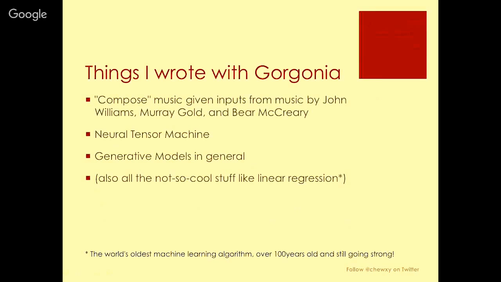So, things that you can do with Gorgonia. I did this thing where I took a bunch of music from a bunch of composers, I fed it into a neural network, and it automatically composed music inspired by these people. You can build a neural tensor machine. Bear in mind that these things were built with a previous version of it, which has a lot more private stuff on it. And of course, you've got the not so cool stuff as well, the original machine learning algorithm, linear regression, for example. Yeah. There are things that Gorgonia cannot do yet.